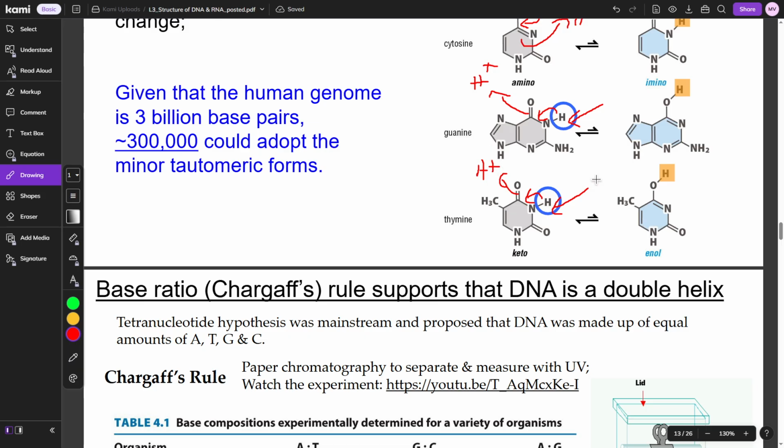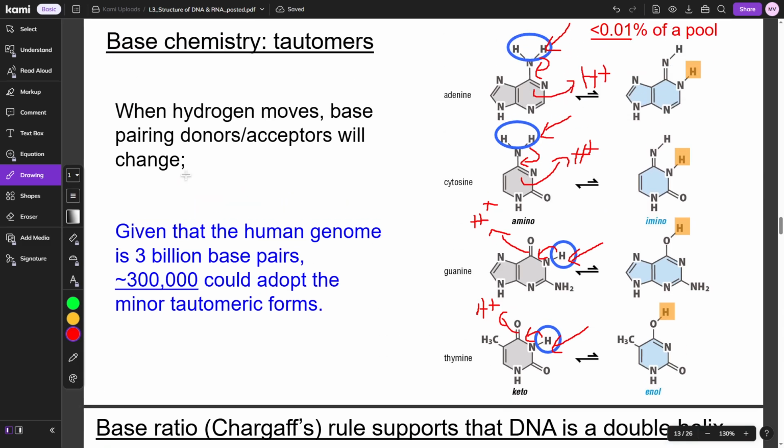Basically, it's just a bunch of OChem reactions. But yeah, as it says here, actually, there's 3 billion base pairs. 300,000 could adopt the tautomeric form. Or 1 in every 10,000 bases.